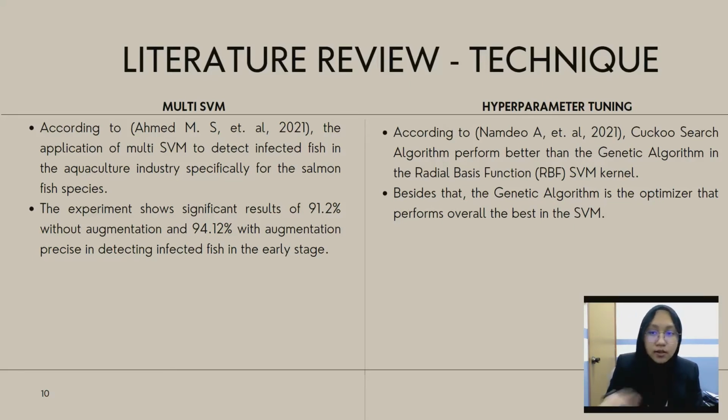So the second technique I will be going to use is hyperparameter tuning. The cuckoo search algorithm performs better than the genetic algorithm in the radial basis function kernel. Besides that, the genetic algorithm, although slightly lower than cuckoo search, is reported to be the best optimizer that performs overall the best in the support vector machine.